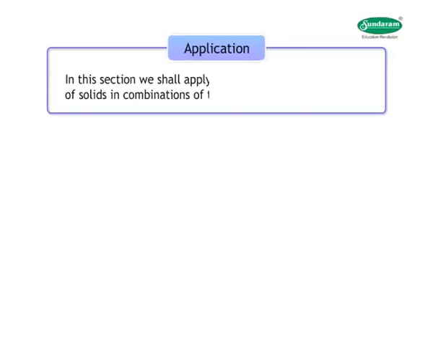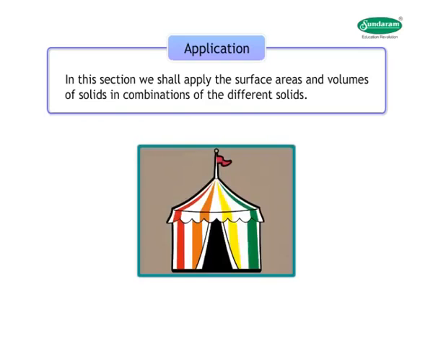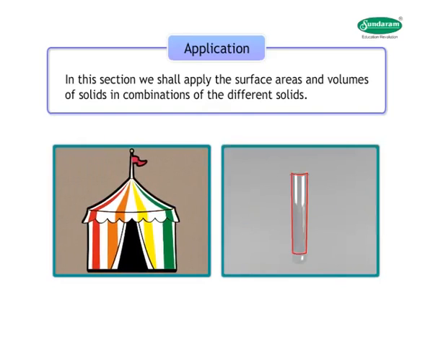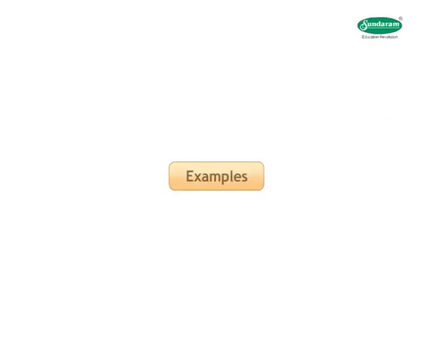Application. In this section, we shall apply the surface areas and volumes of solids in combination of different solids. Example, a circus tent is a combination of a cylindrical base with a conical roof. A test tube is a combination of a cylinder and a hemisphere, etc. Let us solve a few examples.